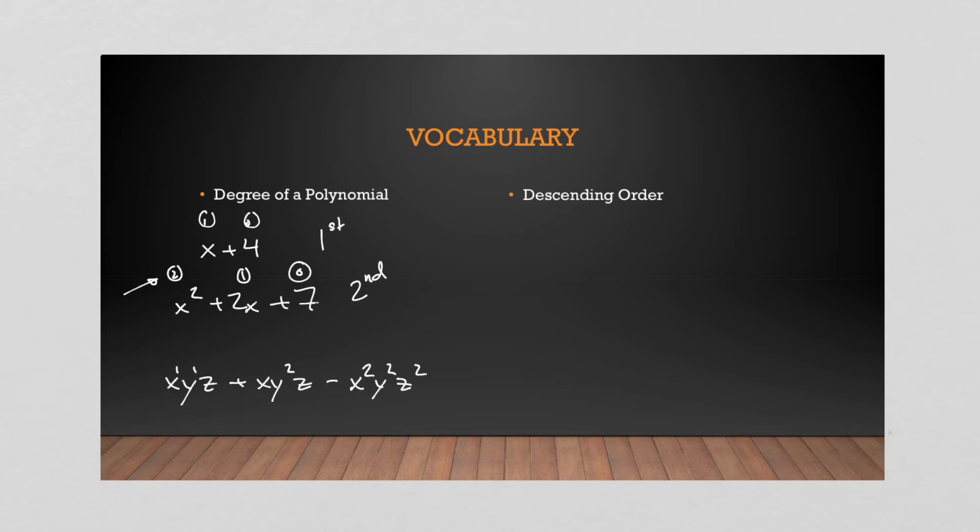So this here, 3 different variables, right? So that's a degree 3, that's a degree 4, that's a degree 6. So that would be a 6th degree polynomial. You just take whatever the highest degree term is, and that is your polynomial.